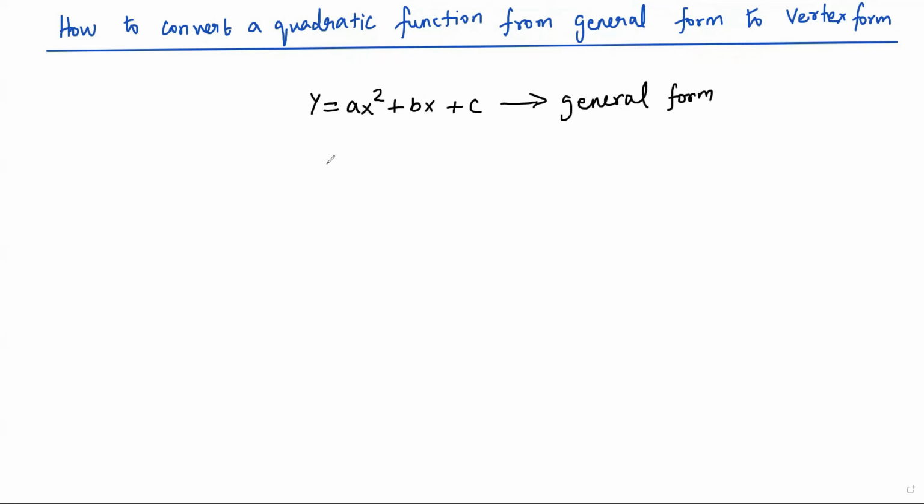The vertex form or standard form of a quadratic function is y = a(x − h)² + k. So this is called vertex form, or it can also be called standard form.